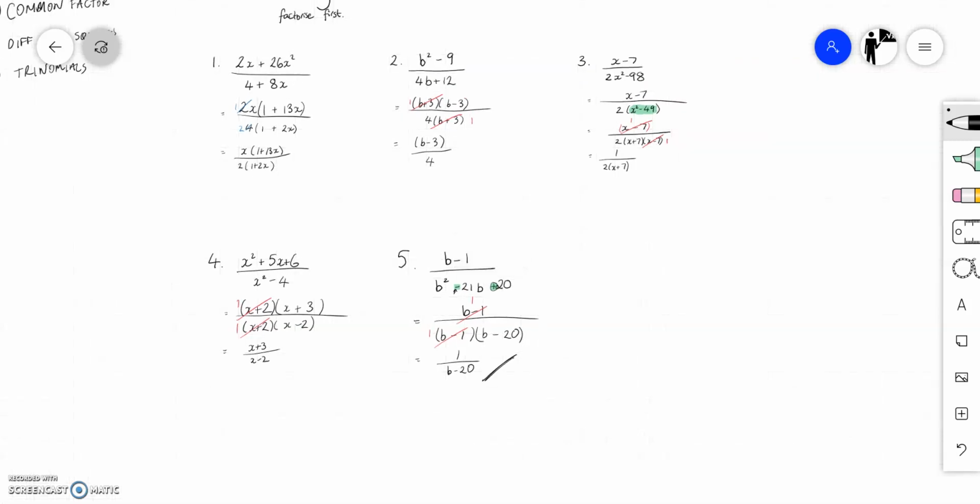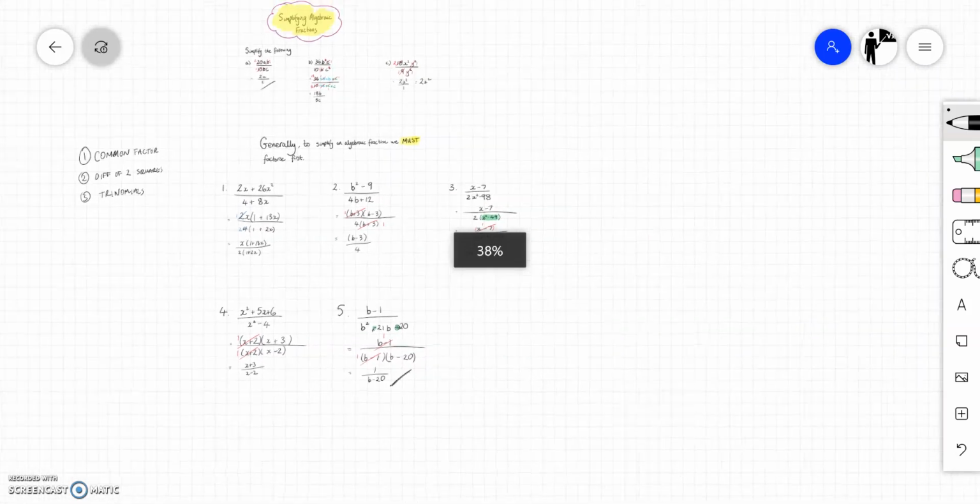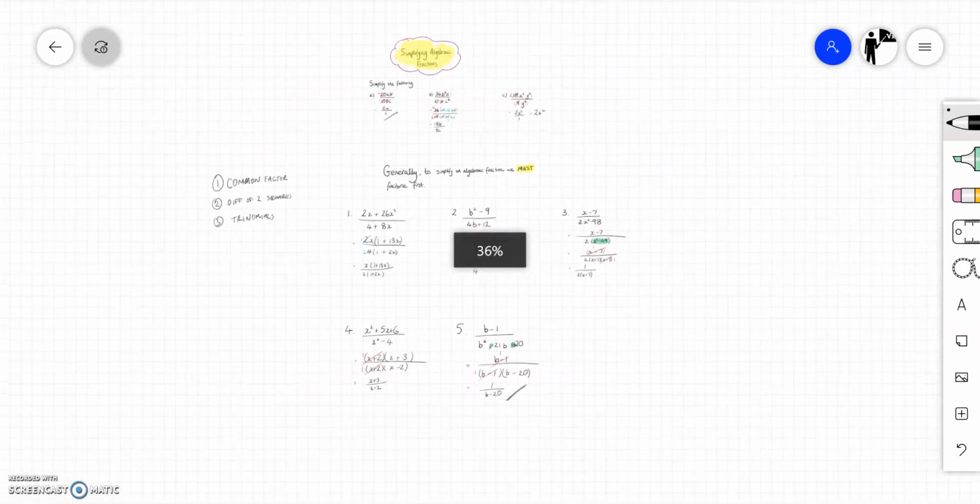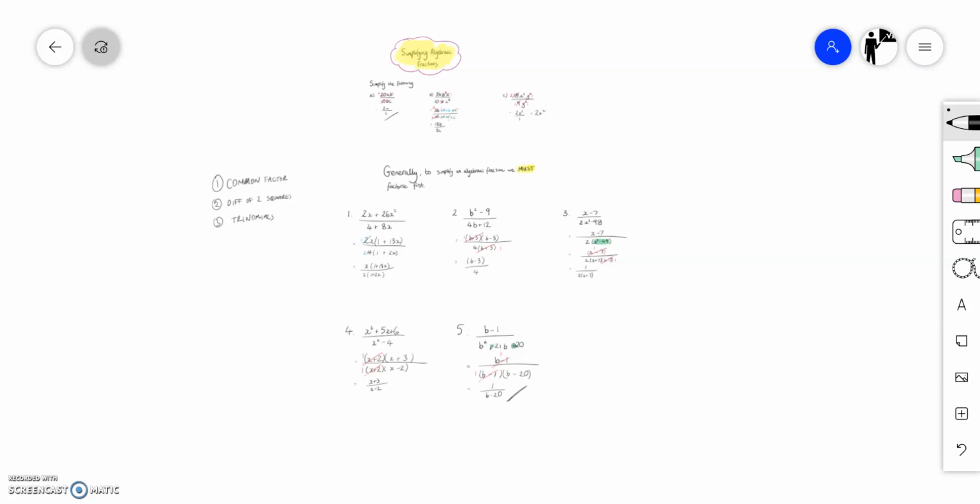In order to simplify an algebraic fraction, factorise first. Please remember that. Okay? Hopefully that was helpful. Comes up regularly in National 5. Important skill. Thank you very much.